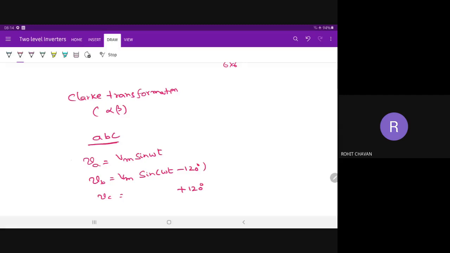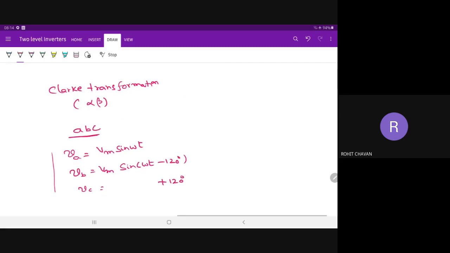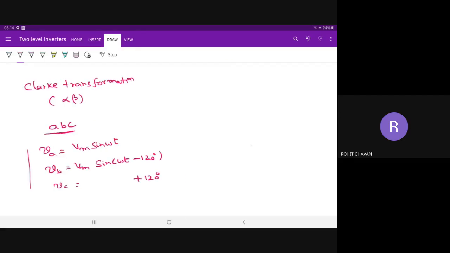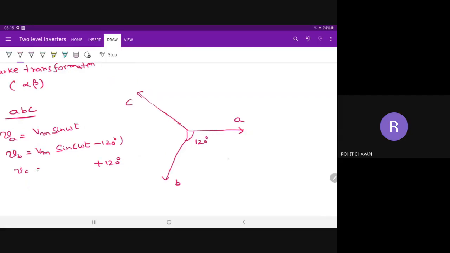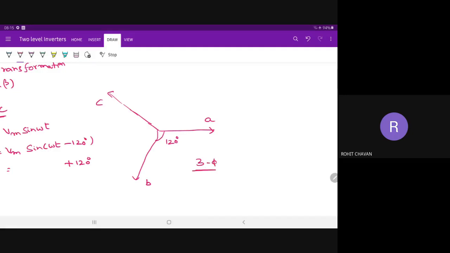Here the phase sequence is VAB, VBC, and VCA. If you draw the phasor diagram for this, it will be something like this. This is the A phase, the B phase, and this is the C phase, and this angle is 120 degrees. Clear? This three phase system we can convert into two phase.